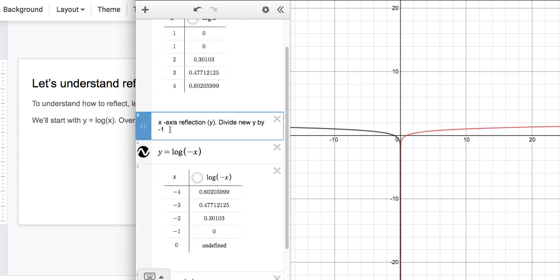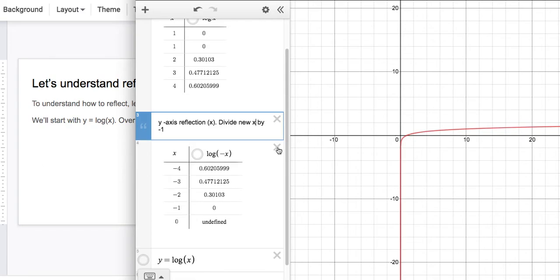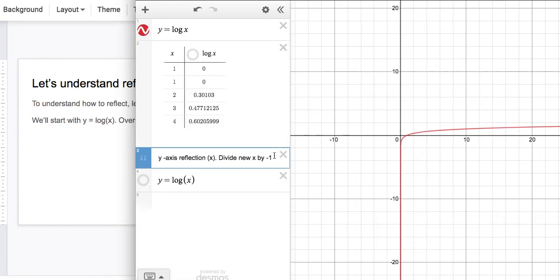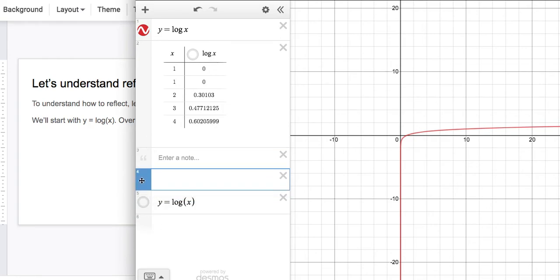What about this one? That looks like a y-axis reflection. And it looks like we're doing the same thing. We're dividing the new x by -1, which gives me -x.